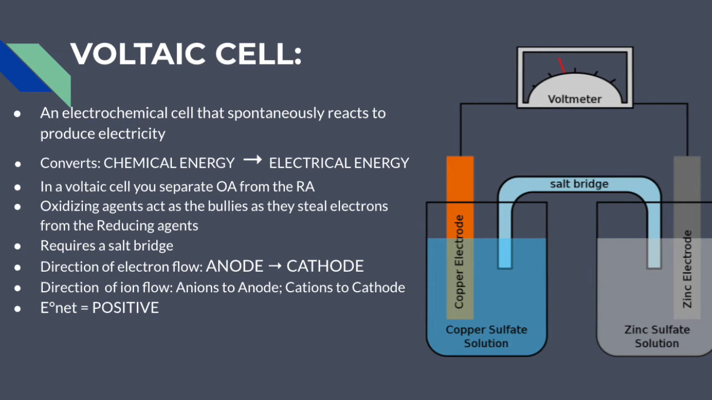This type of cell requires a salt bridge. It requires a salt bridge because you need electrolytes to keep solutions electrically neutral, allowing free flow of ions from one cell to another, so when your electrons are moving from anode to cathode, the direction of ion flow goes from anions to anode and cations to cathode. And in a voltaic cell, your standard electrode potential is positive.